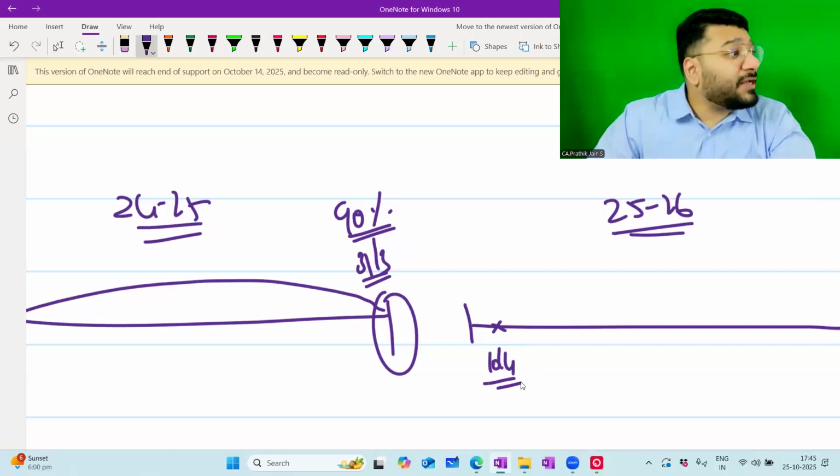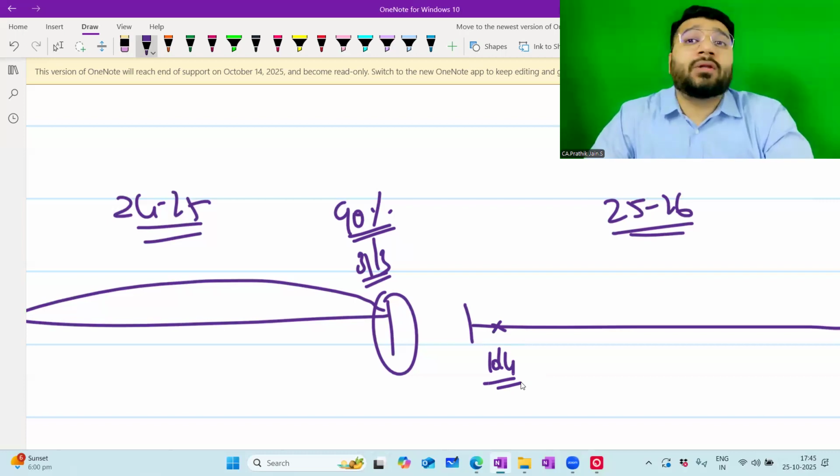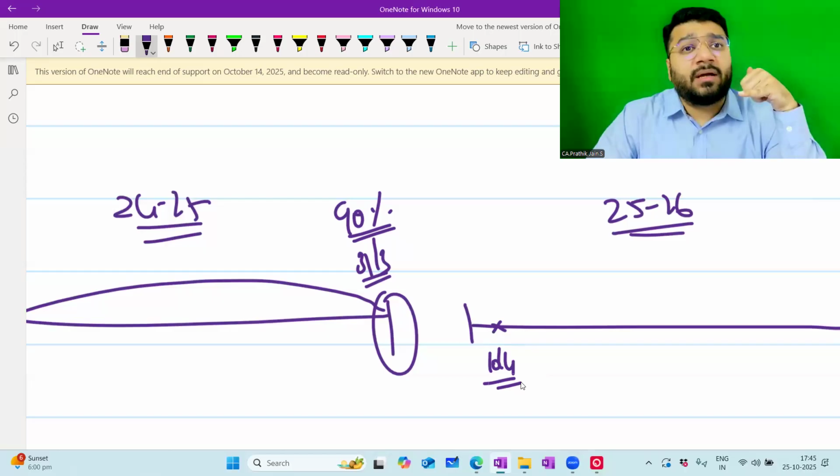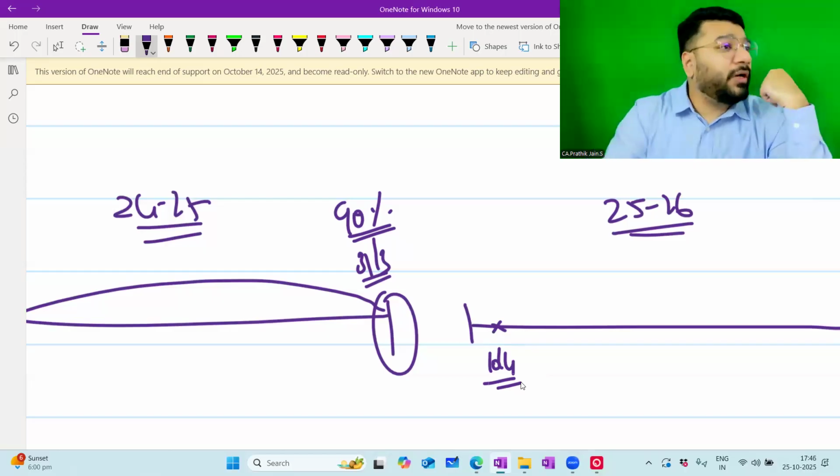As per Schedule 3, the financial statement is prepared. Who are you? You are the auditor of this company. On 10th of April, the company will call and inform you, "Sir, the financial statements are ready. Please come and do the audit." You will go and do the audit.